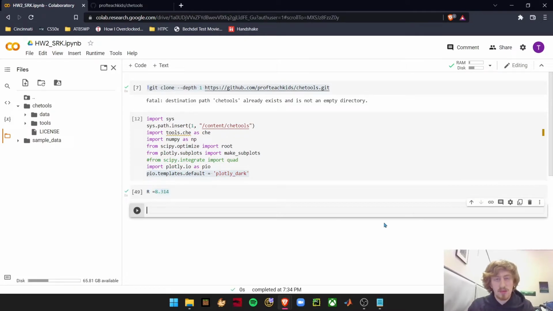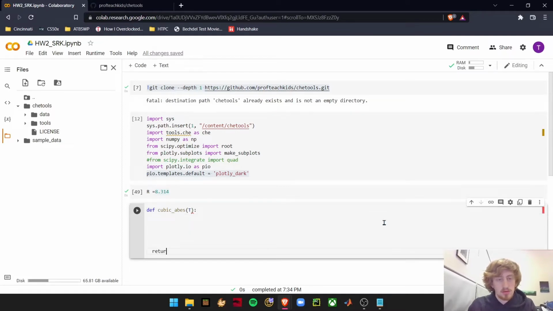So first off, looking at our SRK equation, we have some parameters and some constants that we need to solve for: A, B, epsilon, and sigma. So we're going to create a function to return this. We'll just call it cubic ABES, and our input is just going to be a temperature. And we want it to return our A, B, epsilon, and sigma, with B being the excluded volume and A being the parameter for attraction.